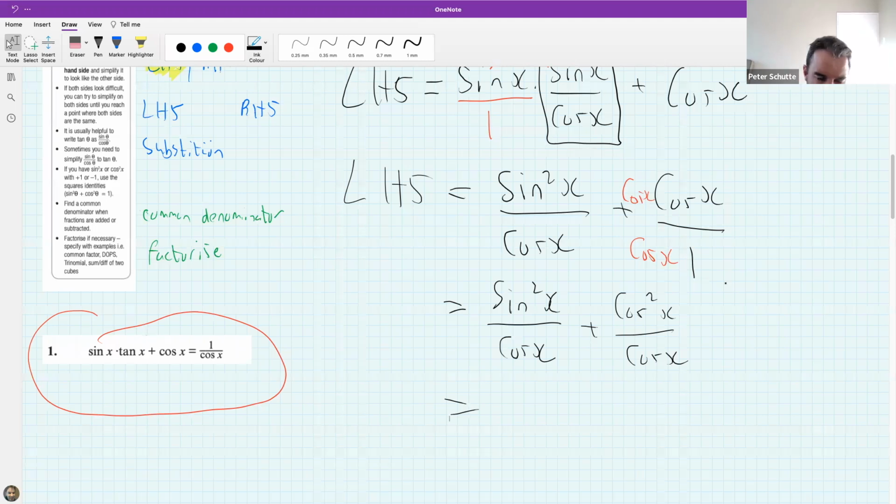Okay, now what do you think we have to do next? Since the denominators are the same, we can write it as sine squared x plus cos squared x over cos x. That's it. So we can do that. And you've done so well. What's the next step after that?